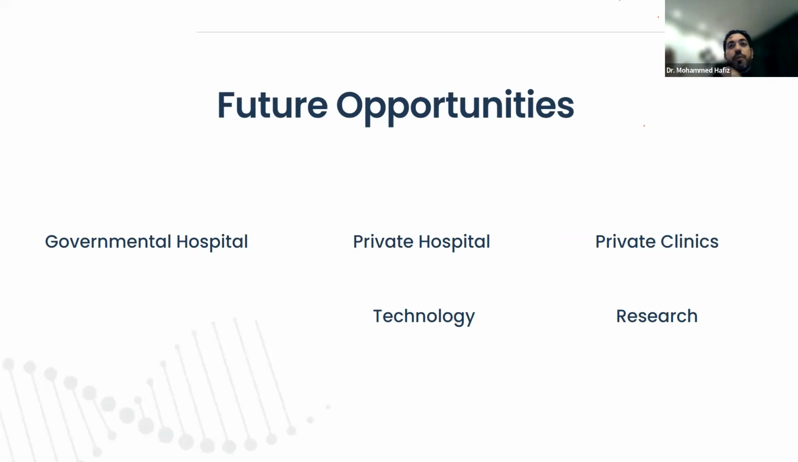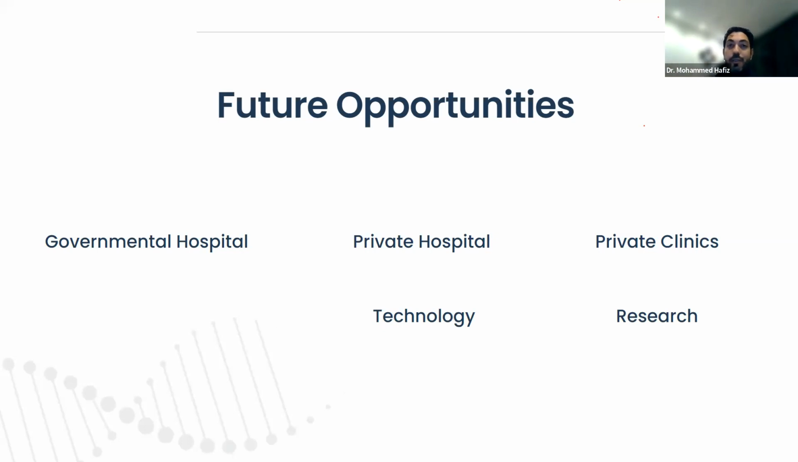You're a surgeon, you have your own clinic, and you do your surgery in private hospitals or day surgery centers. You could be a researcher, and you can do all these together. You can be a surgeon and a researcher and work in different areas.